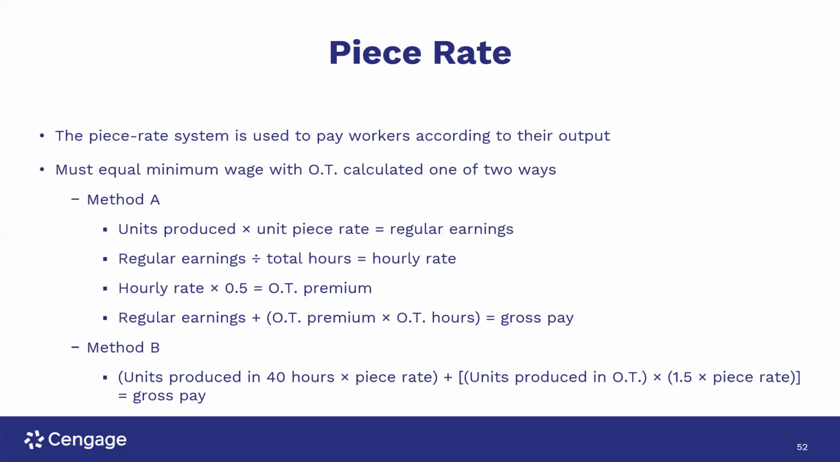Otherwise, there's method B, which is units produced in 40 hours times the piece rate plus units produced in overtime times 1.5 times the piece rate equals the gross pay.